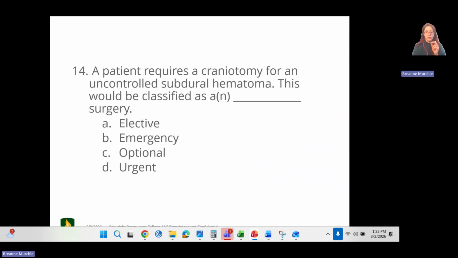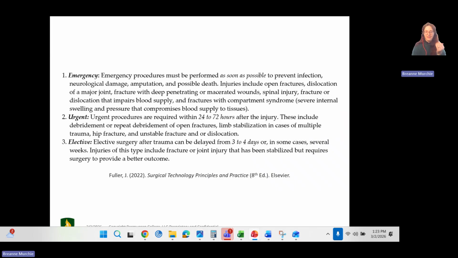Number 14, a patient requires a craniotomy for an uncontrolled subdural hematoma. This would be classified as an emergency surgery. Please know the difference between, top of the list is emergent. So emergency procedures, know the difference between that and an urgent procedure, and then also know what qualifies as an elective procedure. And elective procedures kind of have two categories in elective. It's for like quality of life purposes and then completely optional purposes. So just know those three categories and then know the difference in elective surgeries where it's quality of life and optional. I have that information here.